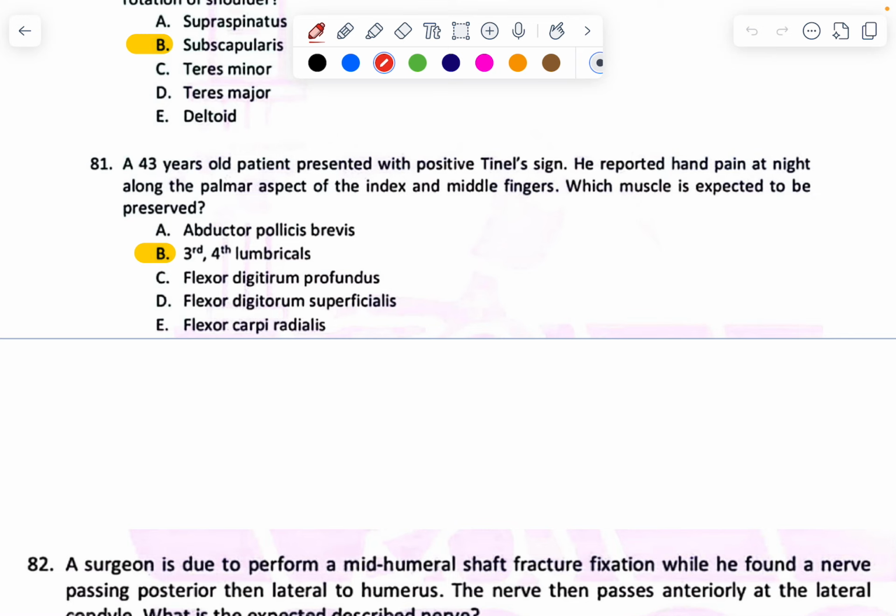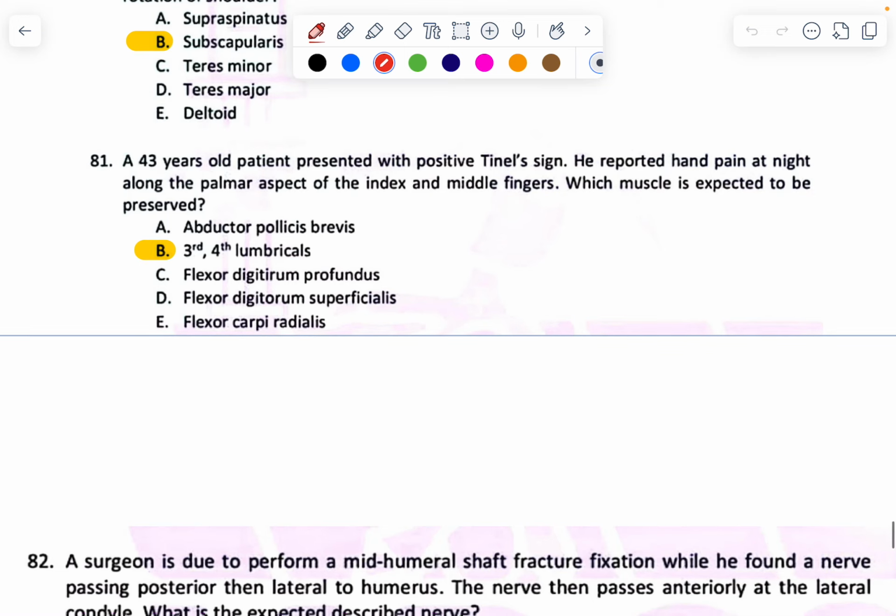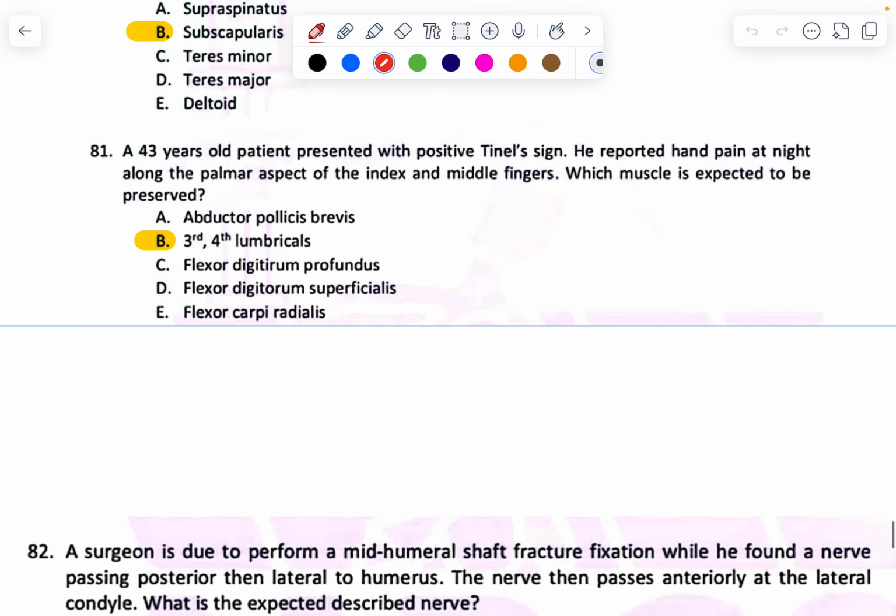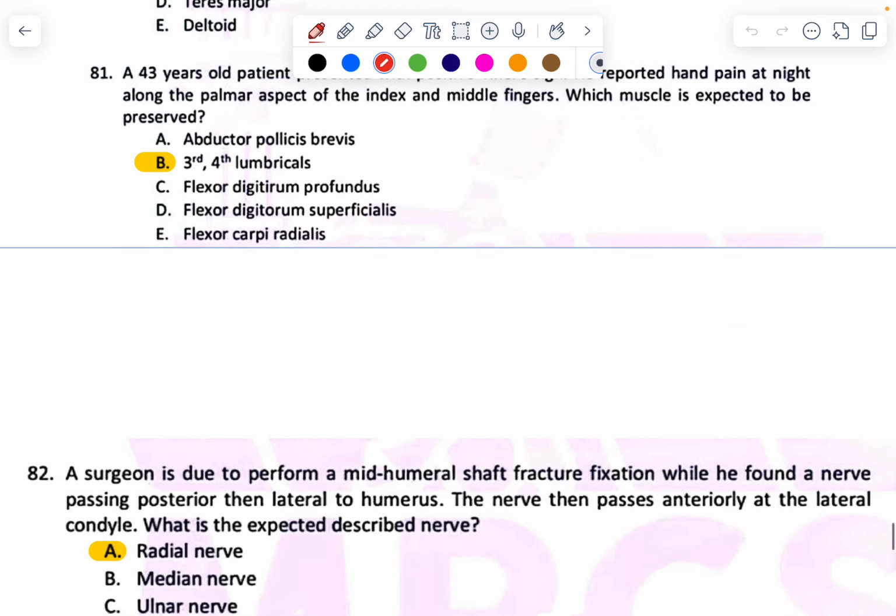The surgeon needs to perform mid-shaft humeral fracture fixation and finds a nerve passing posterior, then lateral to the humerus. The nerve passes anterior lateral. What is expected? Describe now: radial.